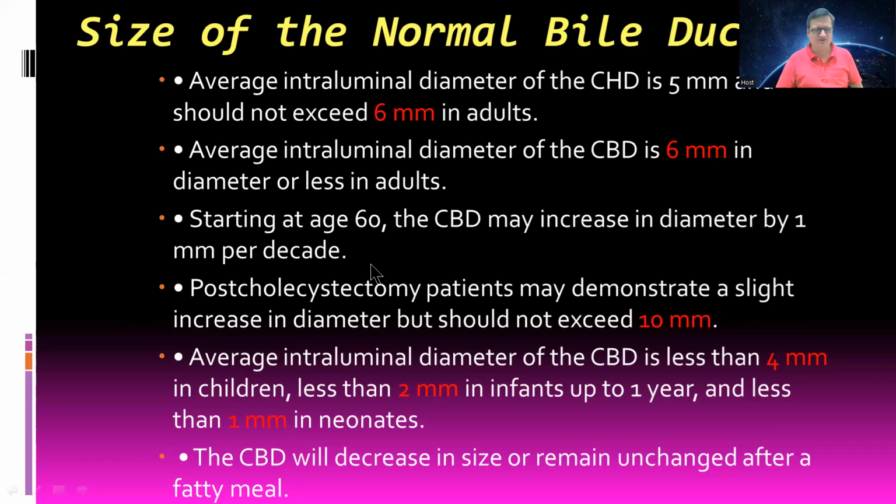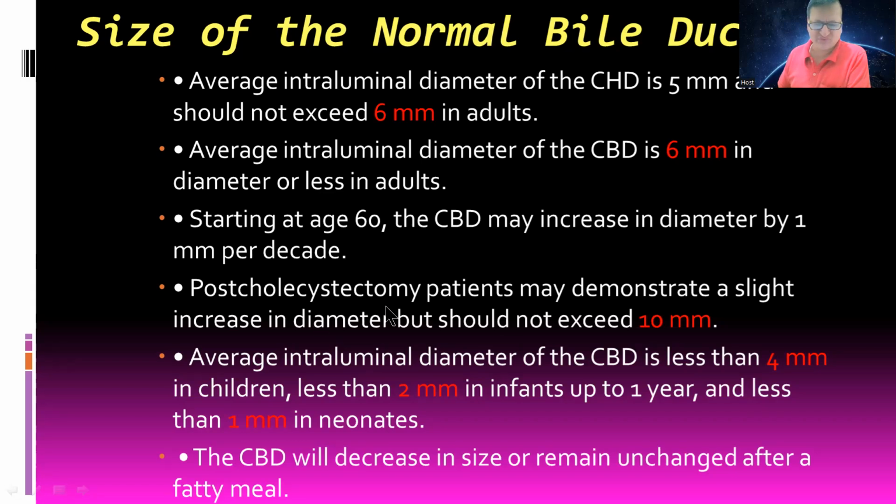Size of the normal bile duct. Average intraluminal diameter of the common hepatic duct is 5 millimeter and should not exceed 6 millimeter in adults. Average intraluminal diameter of the common bile duct is 6 millimeter or less in the adult. So the upper limit for CHD and CBD is 6 millimeter. Starting at age 60, the CBD may increase in diameter by 1 millimeter per decade. So for 70, it is 7 millimeter. For 80, it's 8 millimeter.